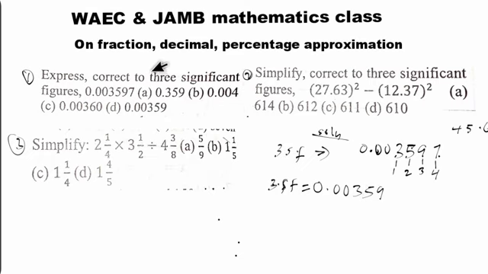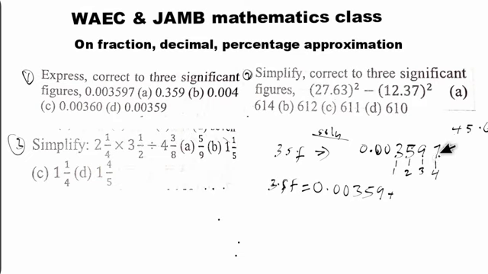Because the question is to leave it in 3 significant figures, and 3 significant figures is equal to what? That is 0.0035 and 9. Now we still have the next number, which is 7. After you stop at this place, the next number is 7. So the next number is to be classified as the rounding-off number.